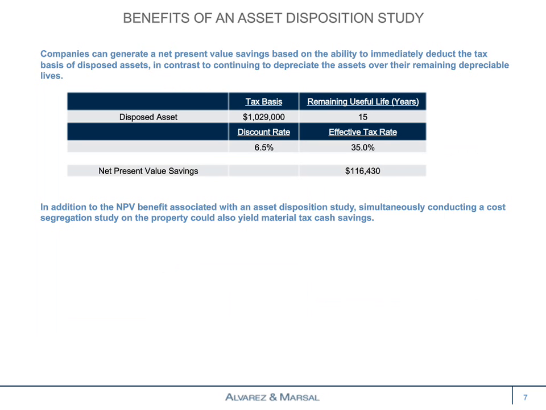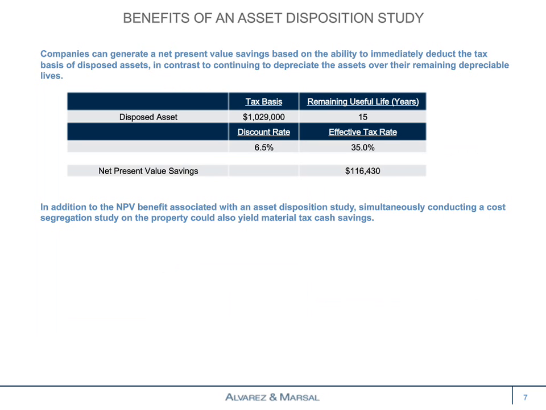We've made some assumptions here. We've used a 6.5% discount rate. We've assumed a 35% tax rate. Using those assumptions, the ability to deduct that little over $1 million now, rather than continuing to depreciate over another 15 years, provides a net present value savings of approximately $116,000.